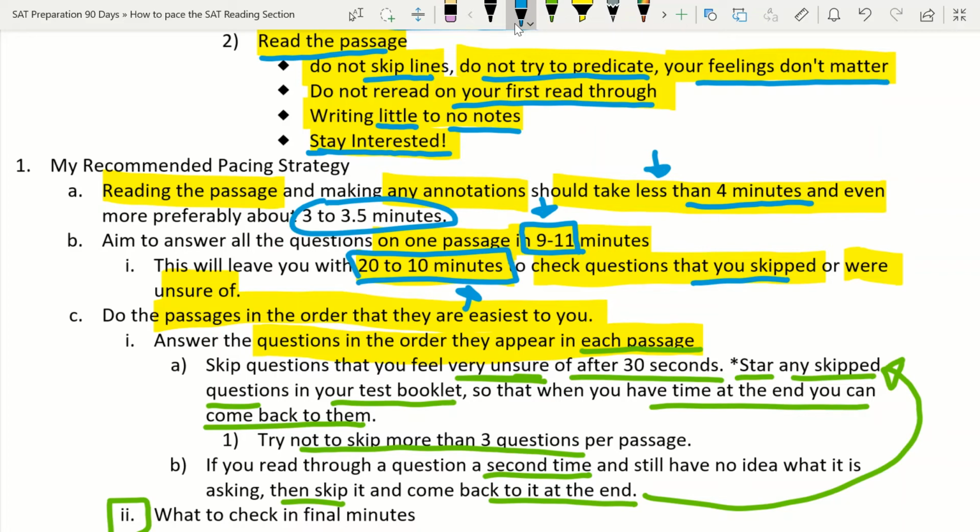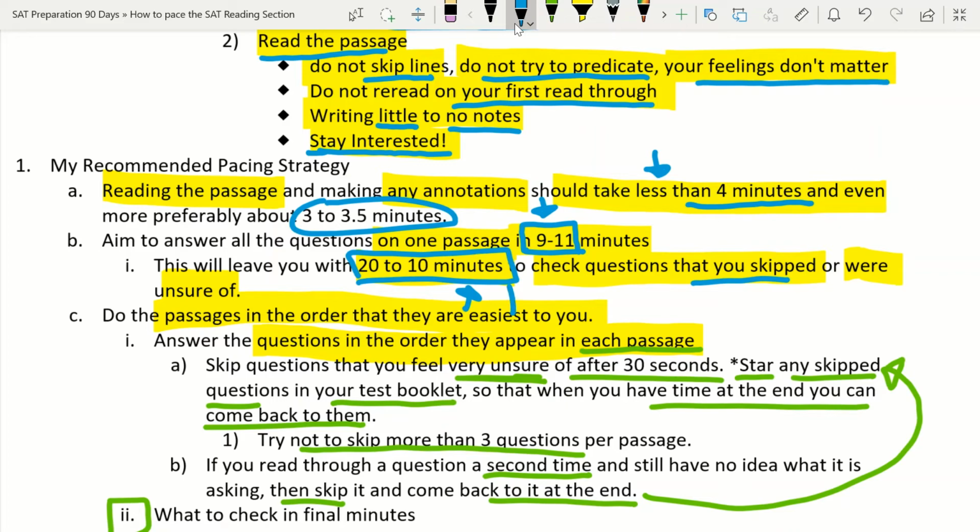Now we want to aim to answer all of our questions on any of the sections, say questions 1 through 10 or questions 11 through 21. We always want to make sure that we're answering all of those questions, or as many as we can without skipping more than 3, in anywhere from 9 minutes to 11 minutes. So if you're skipping 3, you want to do that in right around 9 minutes. If you're not skipping any, doing it in anywhere from that 9 to 11 minutes is perfectly fine.